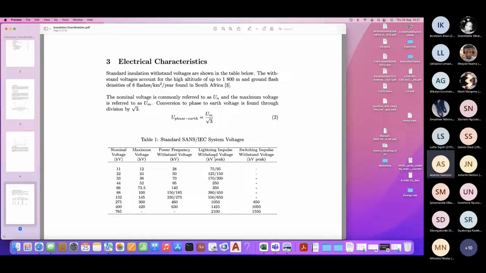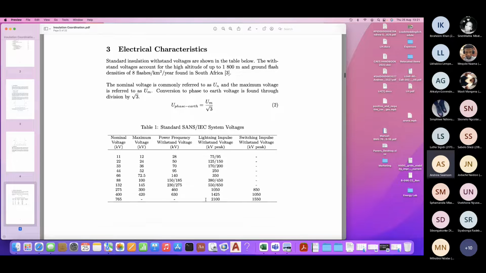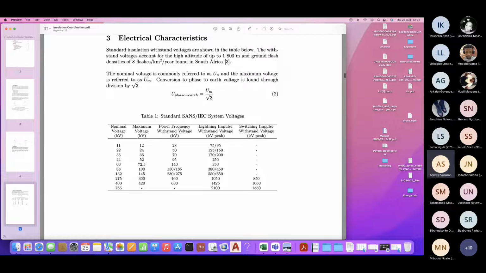Similarly, the lightning impulse withstand voltage, you can only apply it to one phase at a time, and it goes to earth. That's where the flashover will occur. We'll see that just now. Right. You can see the switching impulse withstand voltage is not defined for the voltages below 275. That's because it's not serious. It's not going to cause a flashover. So you only look at it for transmission lines above 200 kV.